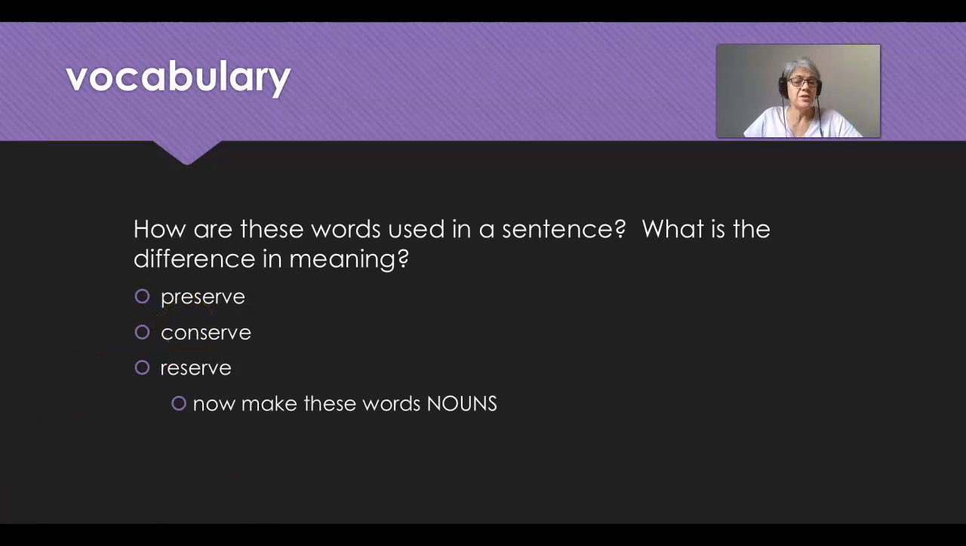Please repeat after me. Preserve, preserve. Conserve, conserve. Reserve, reserve. Now, how do you make these words nouns? Preserve becomes preservation. Conserve becomes conservation. And reserve becomes reservation. But you must be careful with the meaning.